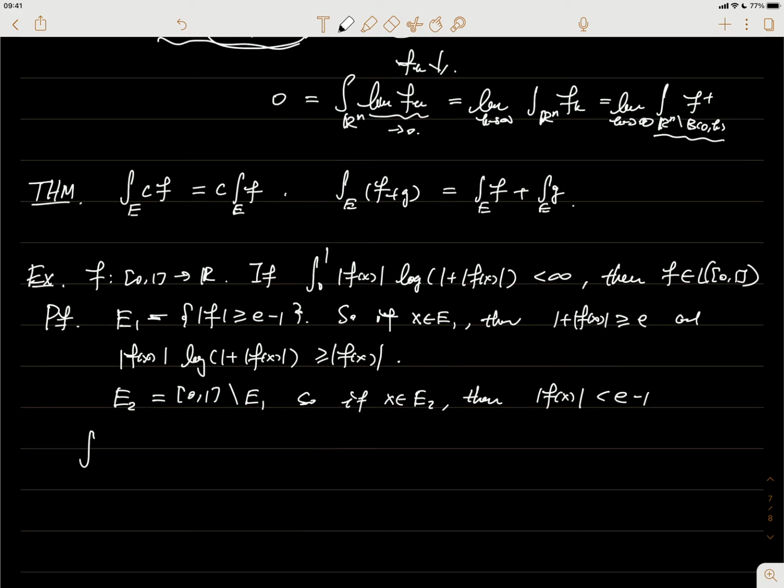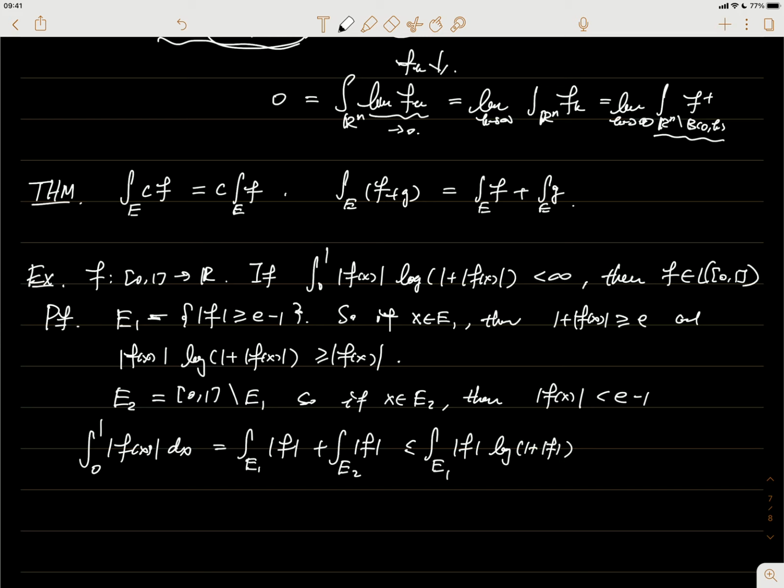So now we can partition the integral of the absolute value of f into two parts. One part is over E1 of the absolute value of f, plus the integral of the absolute value of f over E2. And over E1, we said that this is less than or equal to the integral of f times the log of 1 plus the absolute value of f. Right? According to our first case, we know that this one is smaller than or equal to this. And on E2, we know that this is just less than or equal to e minus 1.